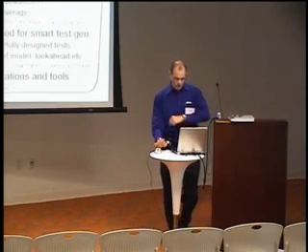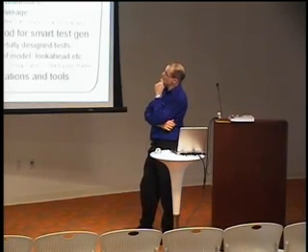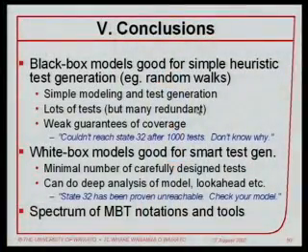In conclusion, we've seen an example of black box models and testing from those, and white box models. My conclusion is that the black box models are simple to write because you're just doing it in a familiar language like Java, and you've got complete flexibility in how you define the actions. They're good for simple heuristic test generation. You can get lots of tests out of them, but there's a lot of redundancy in those tests and not a very optimal test suite. And you get very weak guarantees.